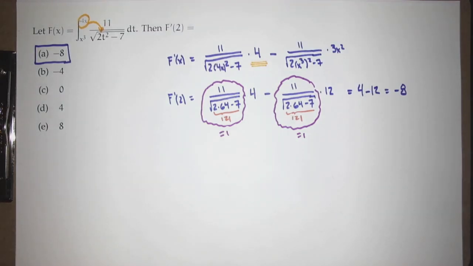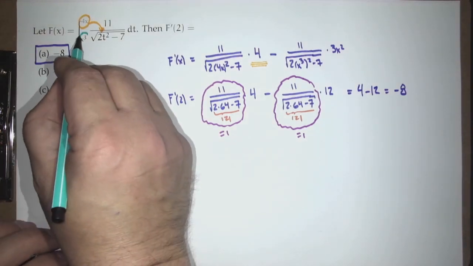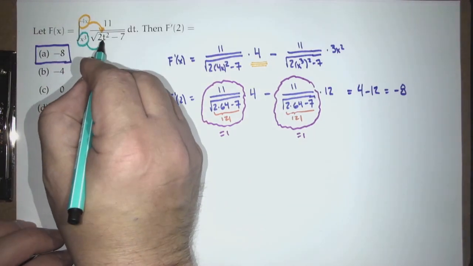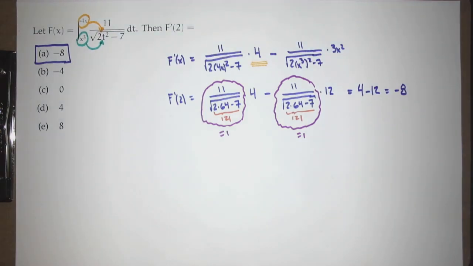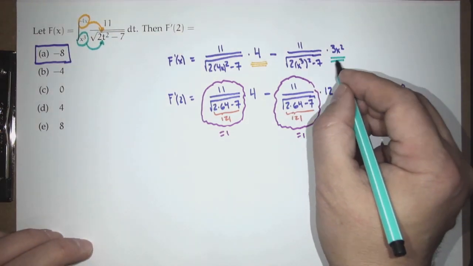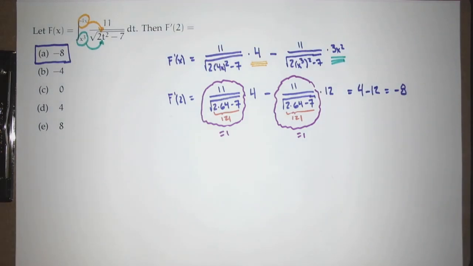But not to be outdone, you say, aha, don't forget to subtract. What happens when you put x cubed in? Everywhere you see a t, you put an x cubed. And again, you chain rule that. The derivative of x cubed is 3x squared. Now you put in 2.